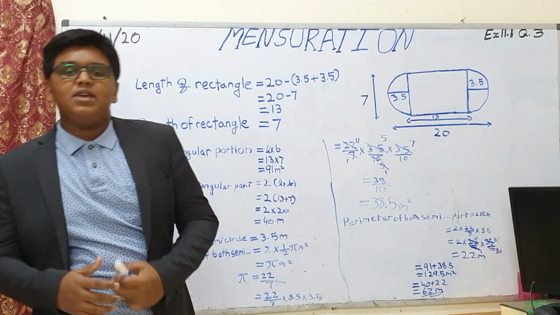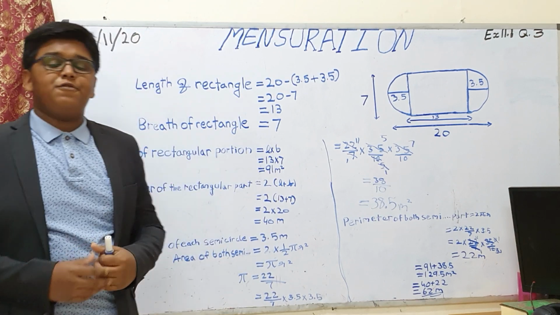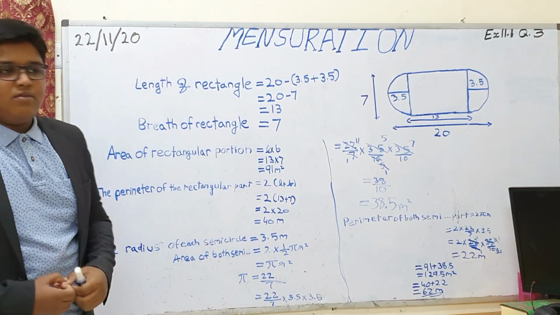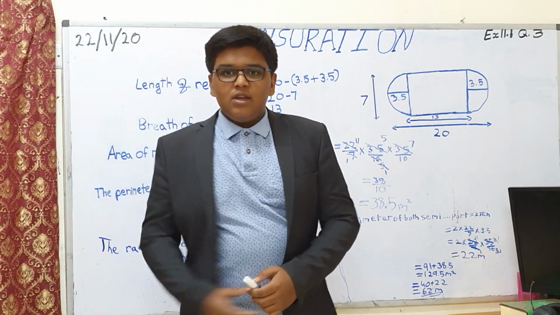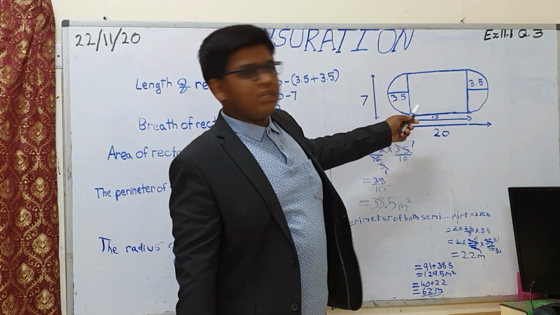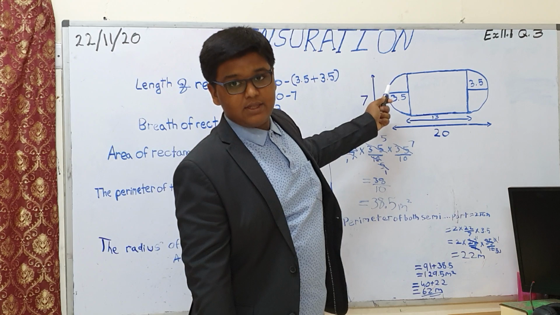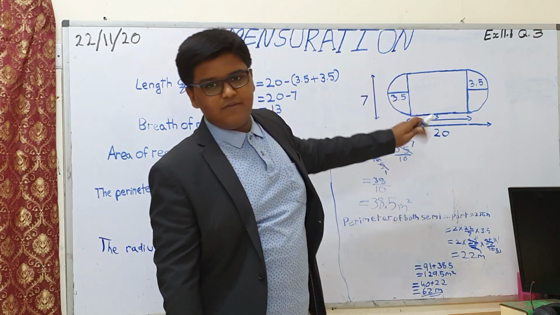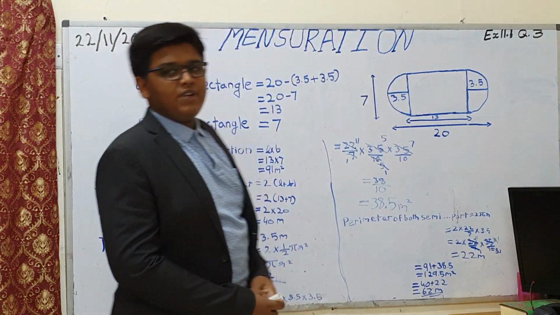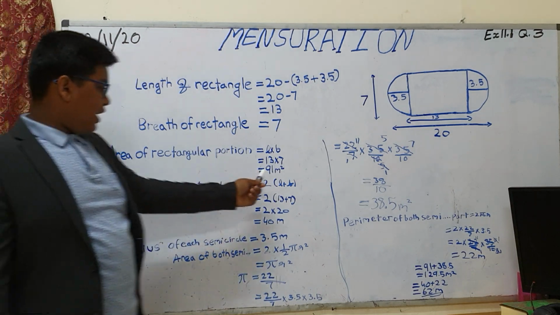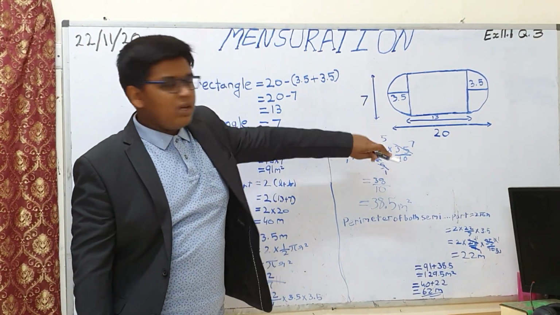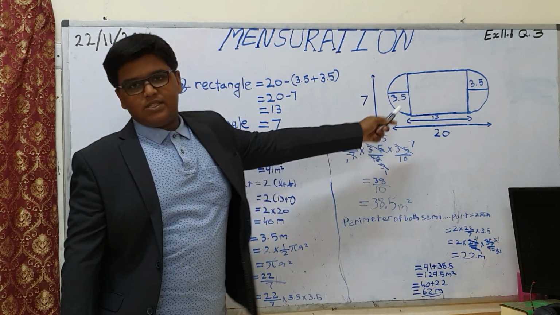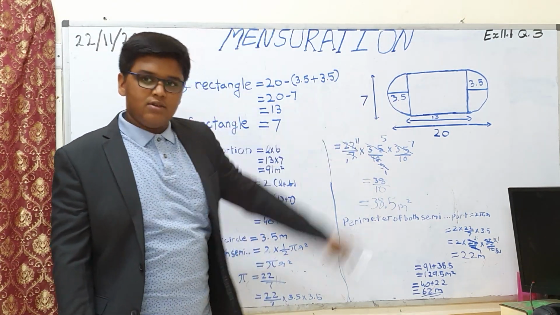And tell me in the comments what is the area of the rectangle. That is L into B. So we have to do length into breadth, so 13 into 7. And when we did this, we found 91 meters square. And how did we get 91? As I said, 13 into 7.